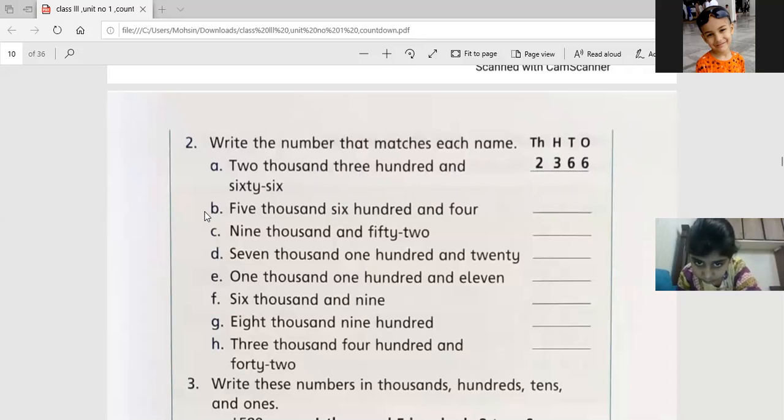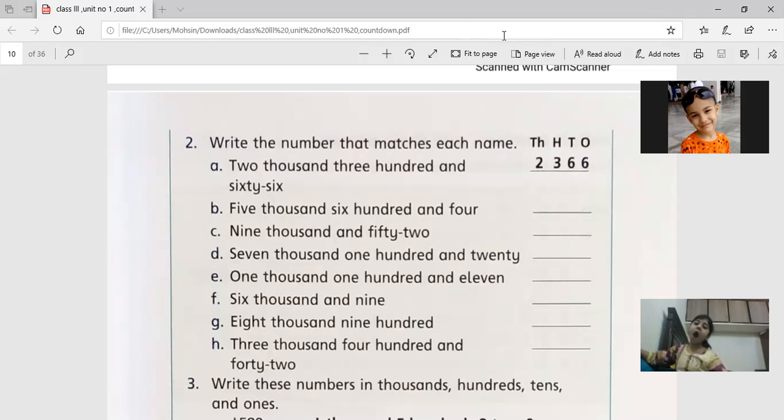Now we are going to do the B part on the board. Look at the board, how we are going to do this one. In the B part, they are saying write the number that matches each name. In the B part, we have 5,052.